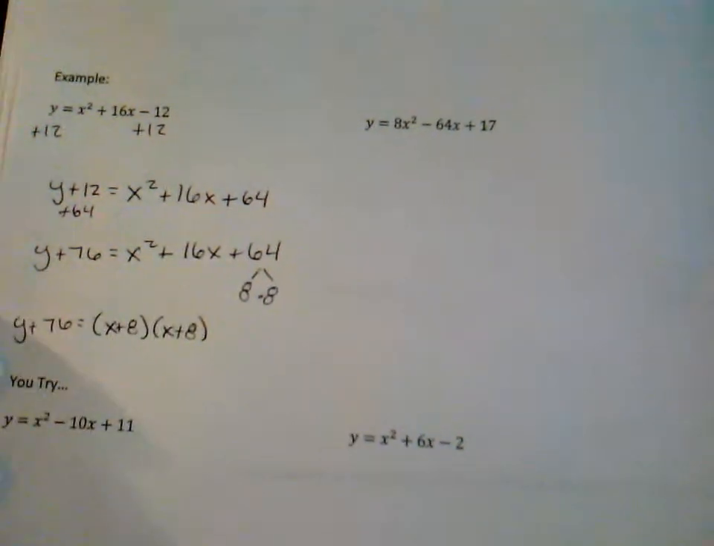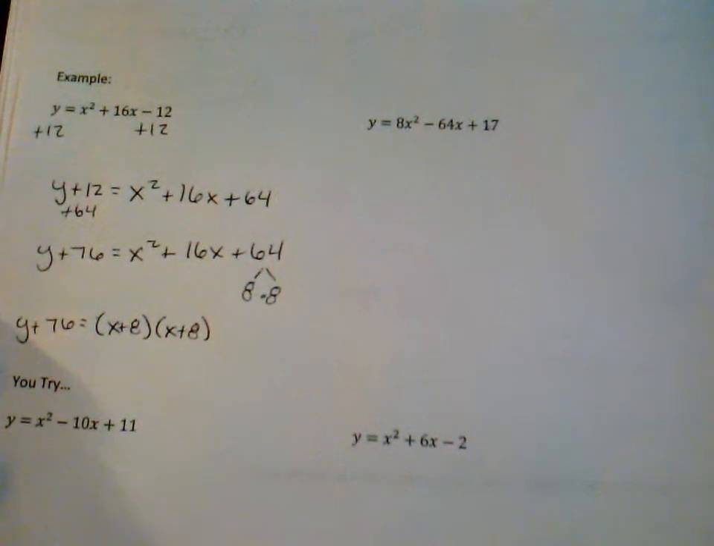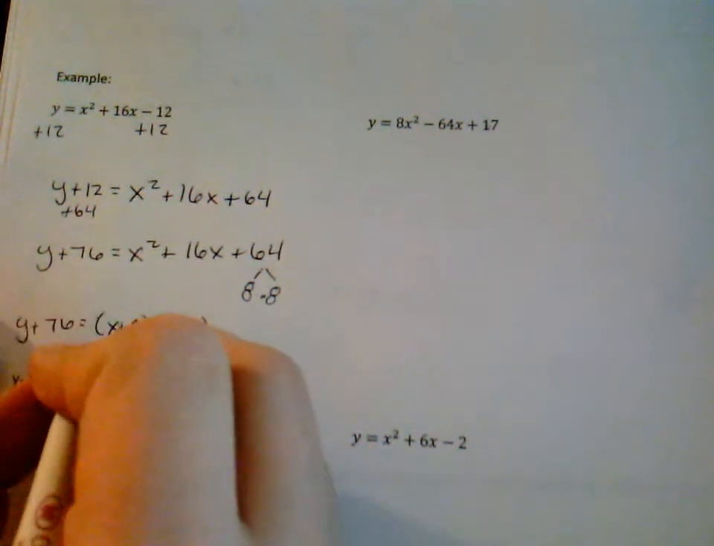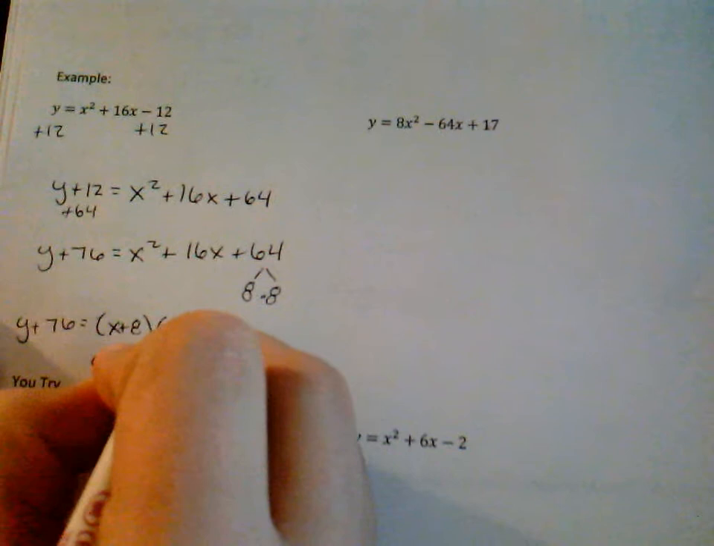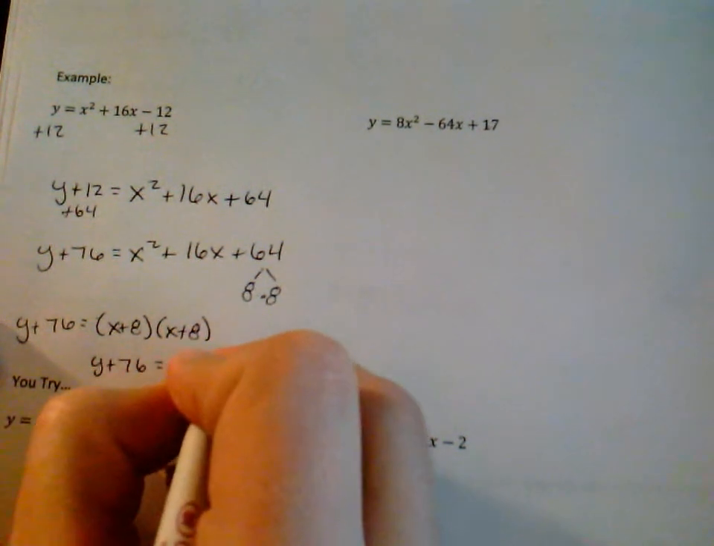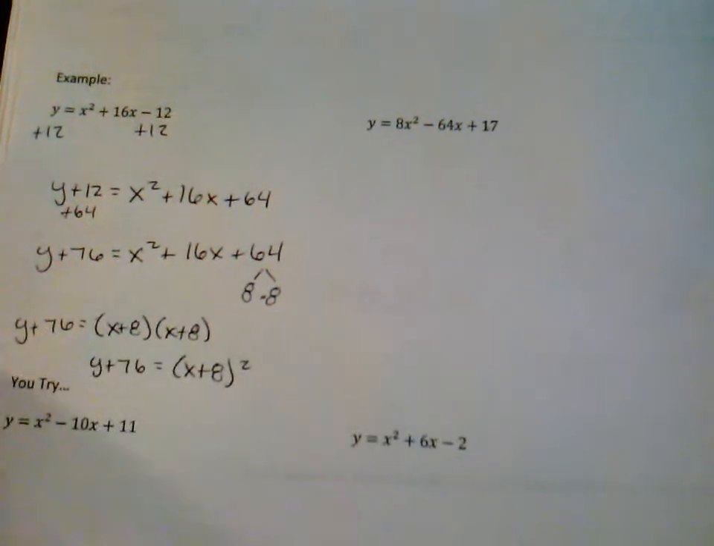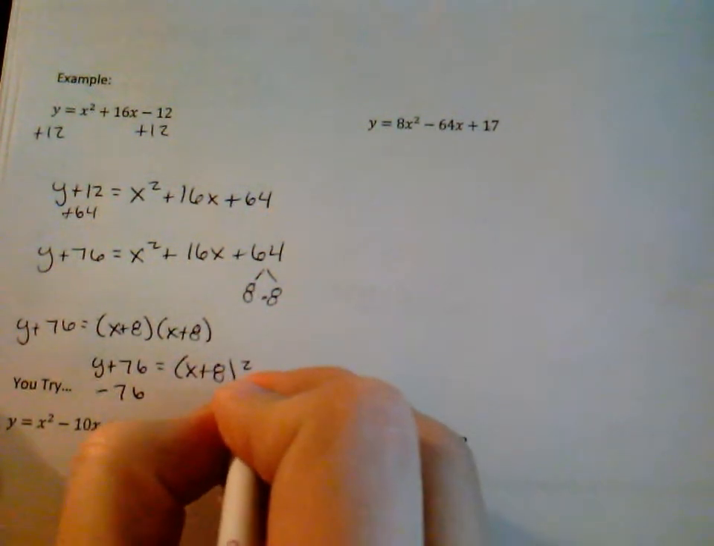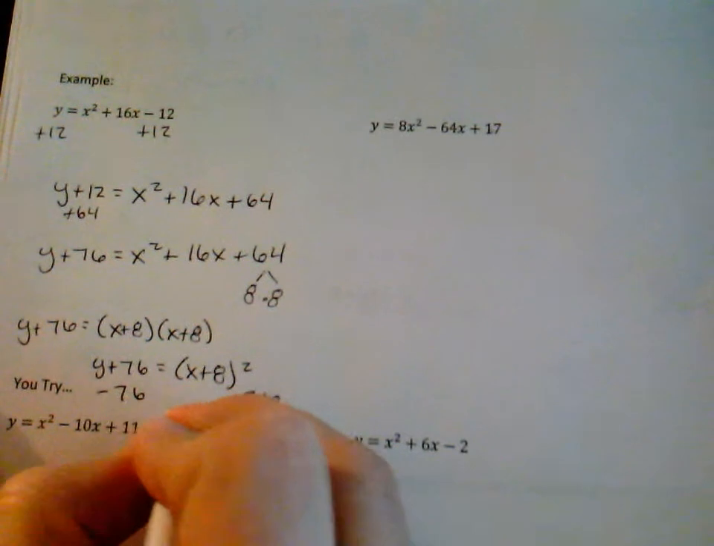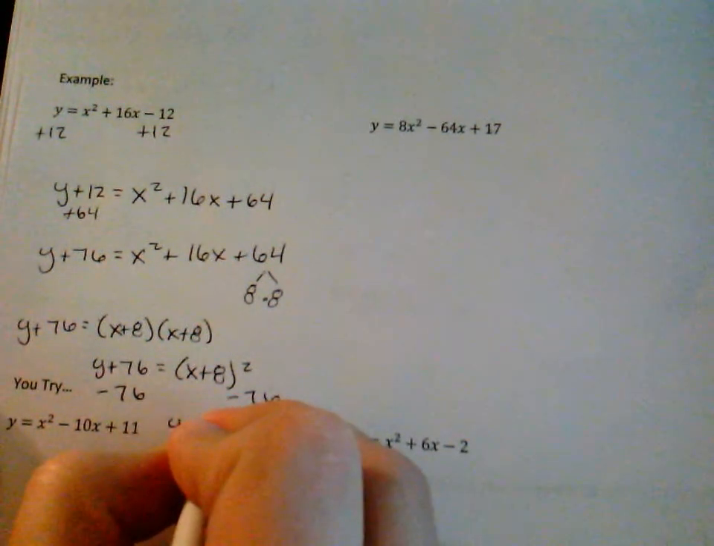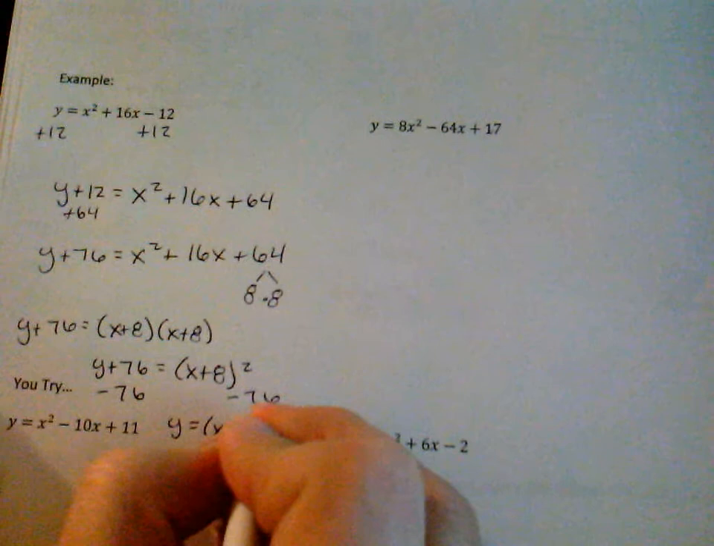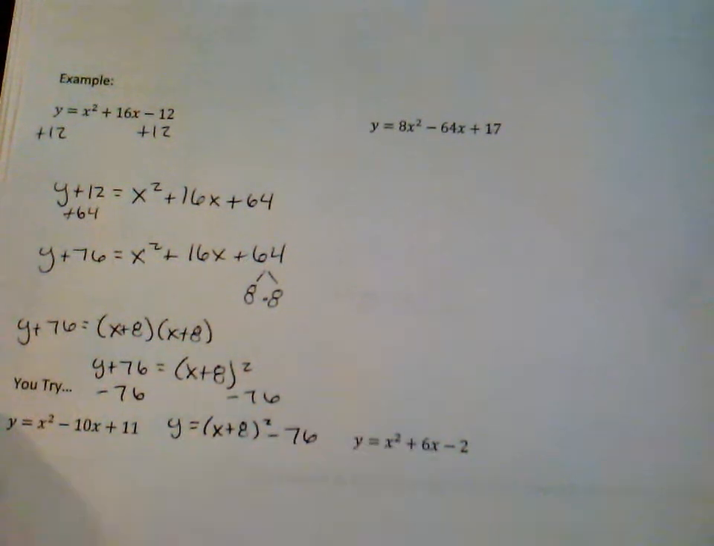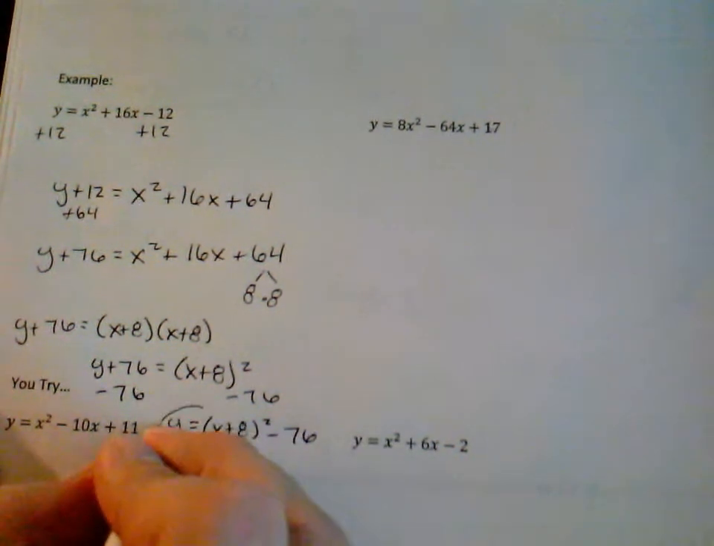Now instead of writing it like this, x plus 8 times x plus 8, we're going to write it like this. It's going to be y plus 76 equals x plus 8 squared, meaning that we have two of them. And our last step is to get rid of that 76, so we subtract it from both sides. So it becomes y equals x plus 8 squared minus 76. And that is the answer.